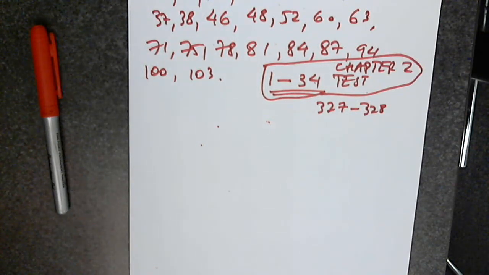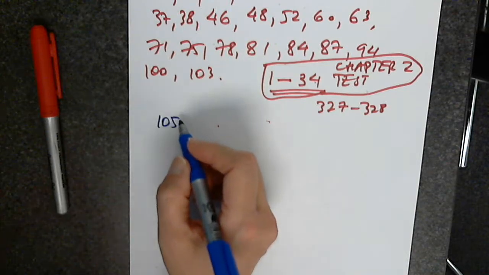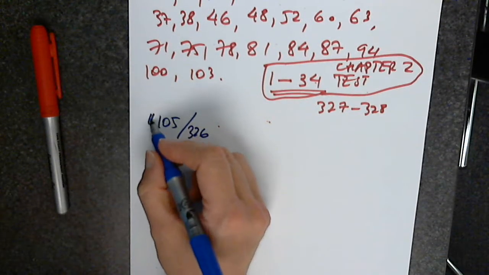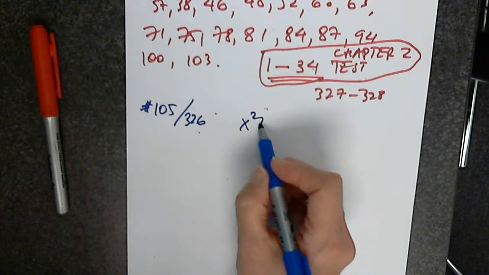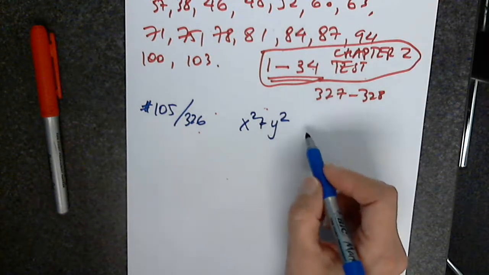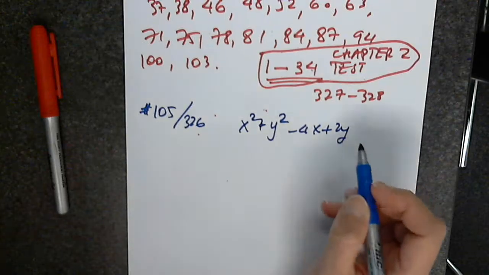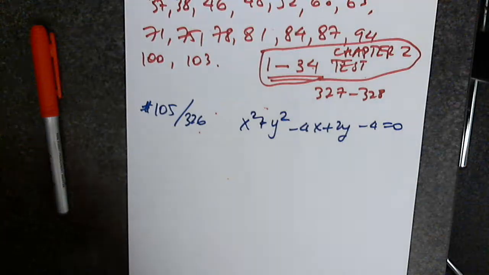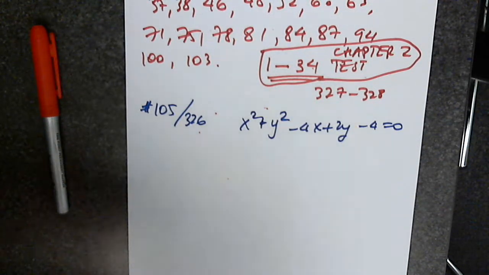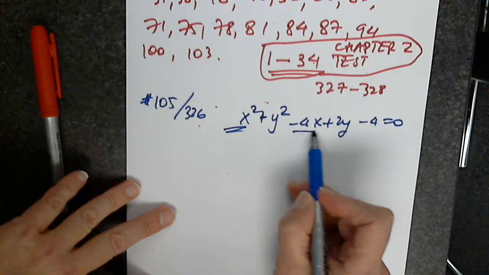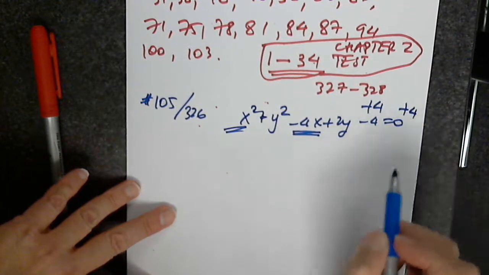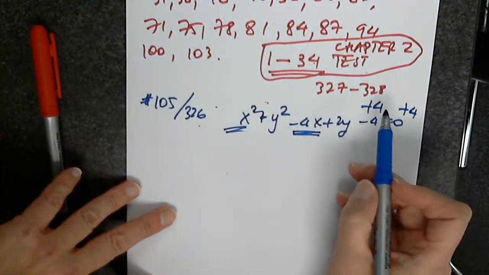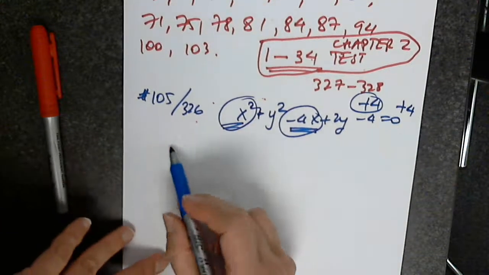Circle? Okay, we already did one, but let's do another. Let's say 105 on page 326. That is x squared plus y squared minus 4x plus 2y minus 4 equals 0. So what do we do? Please do not forget to add to both sides. So now this and this and this are accounted for.